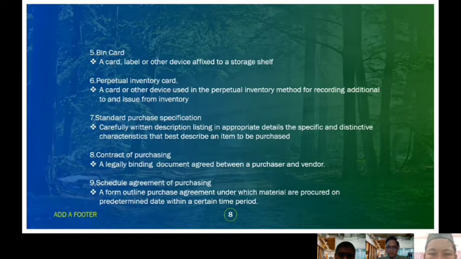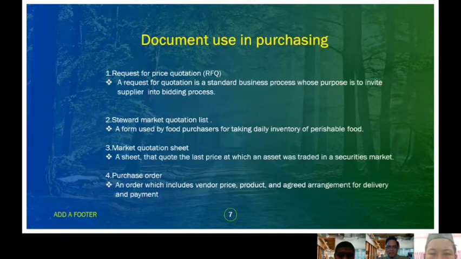Documents used in purchasing. They have 9 documents used in purchasing. Number 1, request for price quotation. Number 2, steward market quotation list. Number 3, market quotation sheet. Number 4, purchase order.